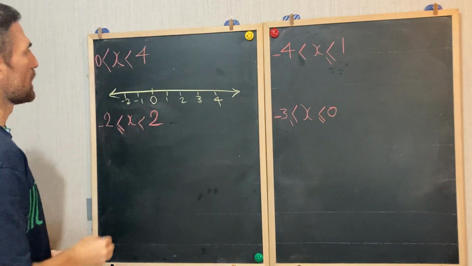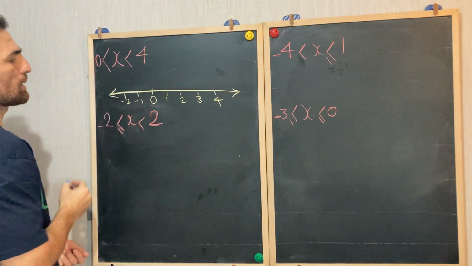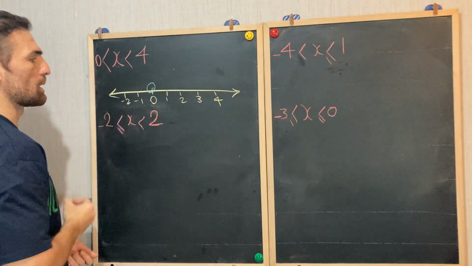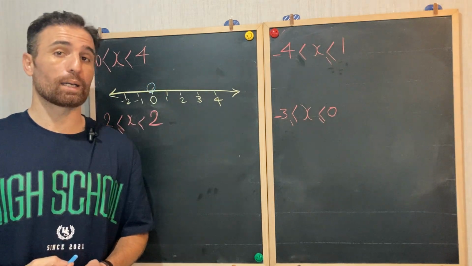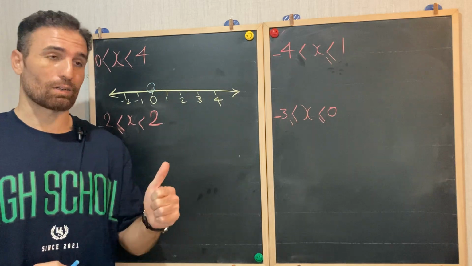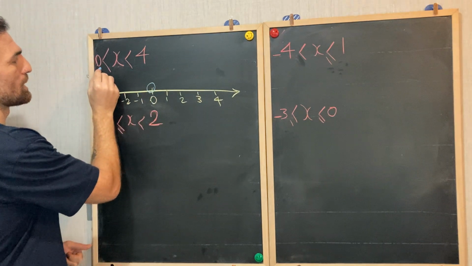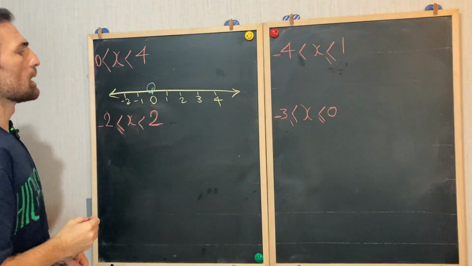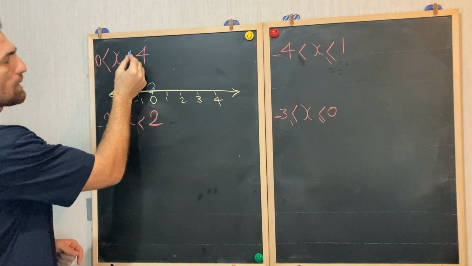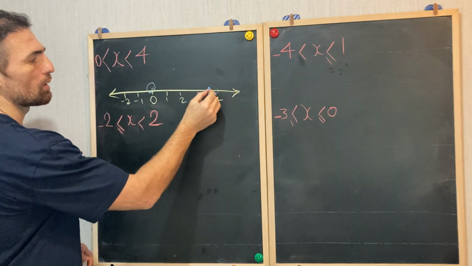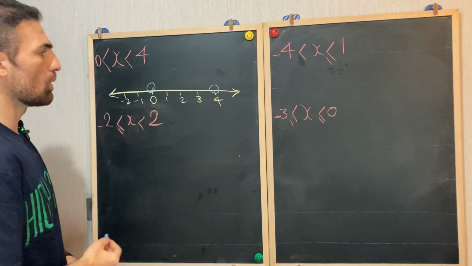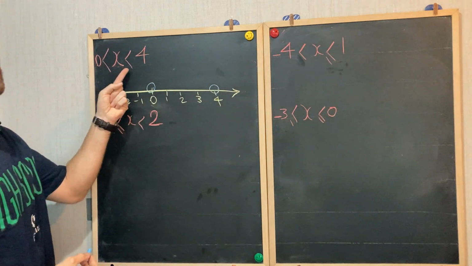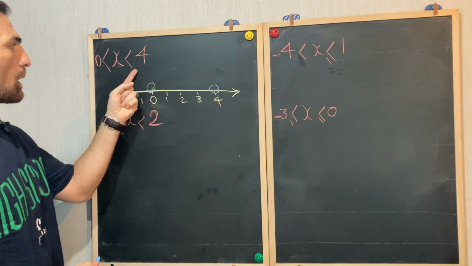Next step. Look here. It says x is greater than 0. I find 0. There is a circle above the 0. This circle must be open or closed. Right. It must be an open circle because it says x is greater than 0, not equal to 0. Next one, x is less than 4. There is a circle above the 4. This one also must be an open circle because it says x is less than 4, not equal to 4.